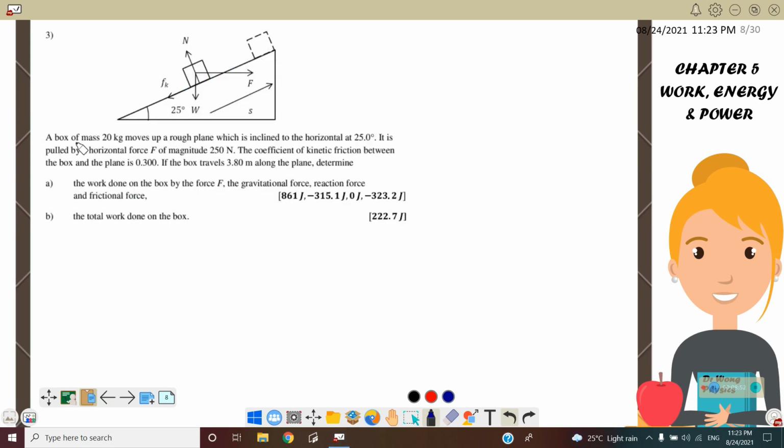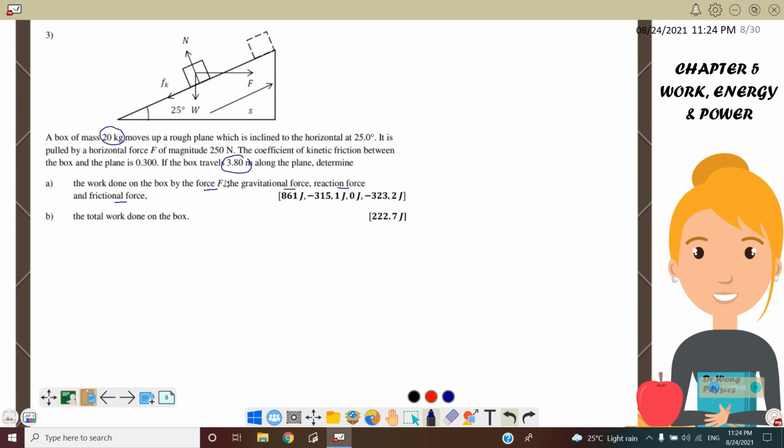Okay, next, question number 3. A box of mass 20 kg moves up a rough plane which is inclined to the horizontal at 25 degree, and is pulled by a horizontal force. This is actually the external force. The coefficient of kinetic friction is given as 0.3. The box travels, so this is the displacement, 3.8 meters along the plane. Determine the work done by the external force, by the gravitational force, by the reaction force, and also by the frictional force.